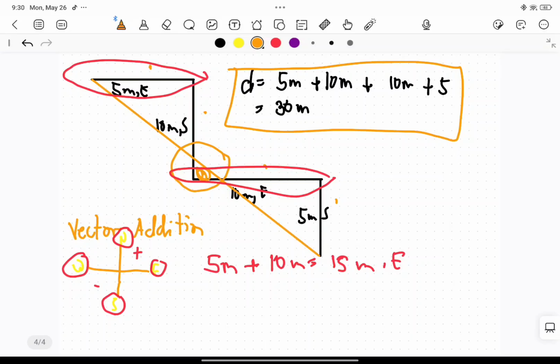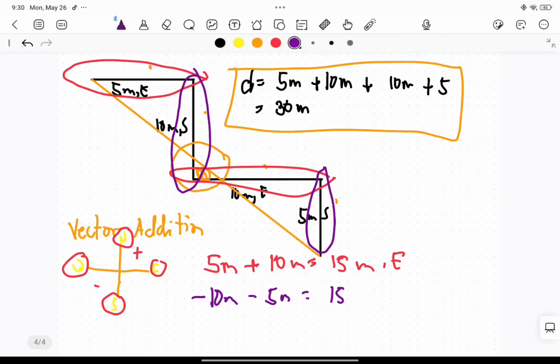Now, let us compute for those distances which are vertical directions. One is negative 10 meters, because it is due south, it should be negative. Then another negative 5 due south also. And we got 15, right? 15 meters south. You might ask, where is the negative sign? Remember that the negative sign indicates direction. And since we write the direction, we're going to remove the negative sign.